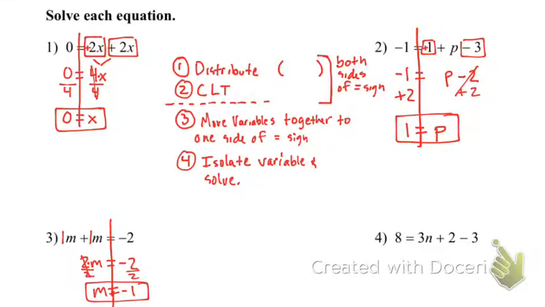Okay? All right, so this is what we're going to do. I'm going to give you about 2 minutes. I want you guys to work on number 4, and then I'm going to call on 2 people to give me the answer for number 4. Okay, so you have 2 minutes. Go ahead and go.